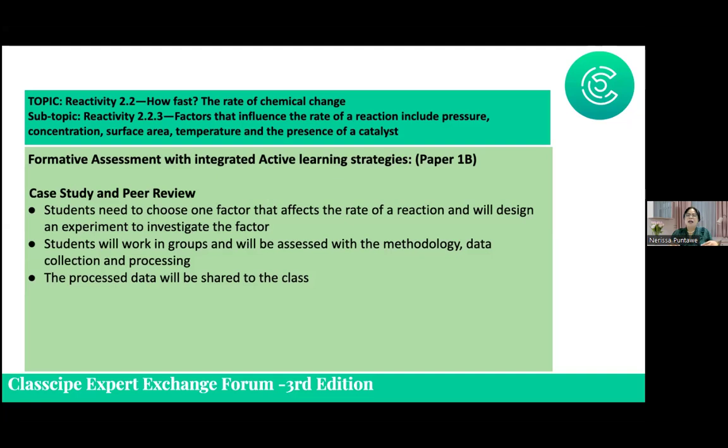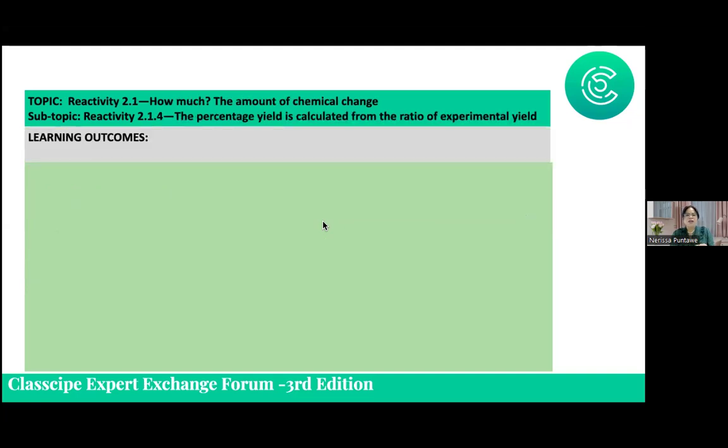Now, everyone knows about the rubrics, right? For the IA rubrics. The other groups will have to assess their peers through the peer review and assess them based on the rubrics. Okay, so this is helping each other learn and understand the IA rubrics, as well as preparing them for paper 1B.